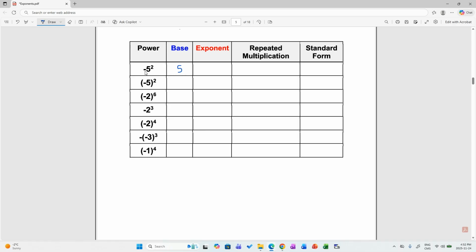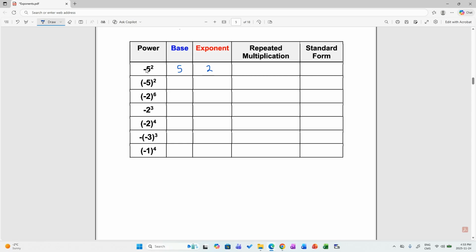So the rule is pretty much, if the negative is on the inside of the bracket, then the negative is a part of my base. But if the negative is on the outside of my bracket, then the negative is not a part of my base. So my base right now is just 5 because the negative is not on the inside of my brackets. So I'm simply just going to write 5 for a base. My exponent is 2 because it's 5 to the power of 2.